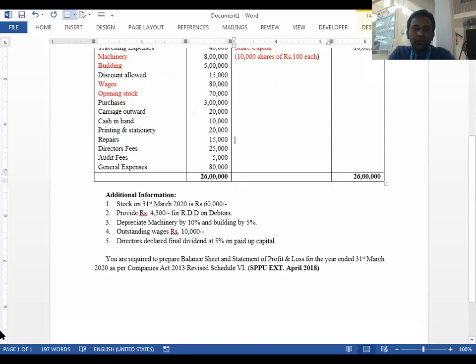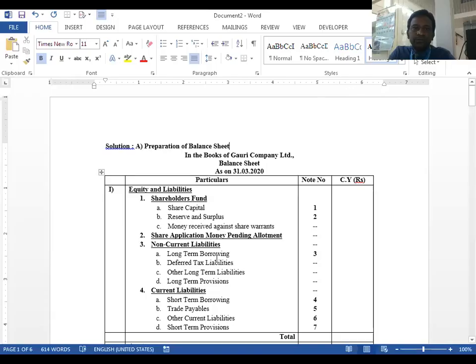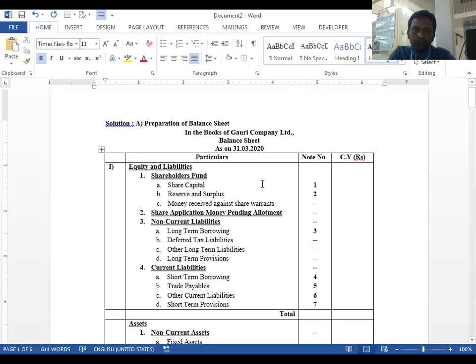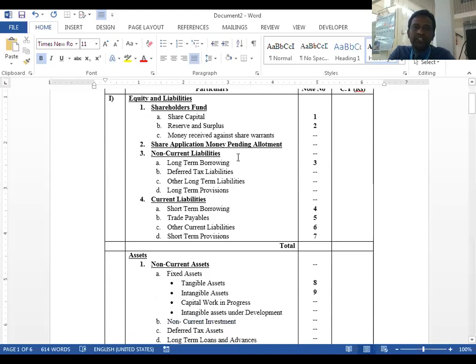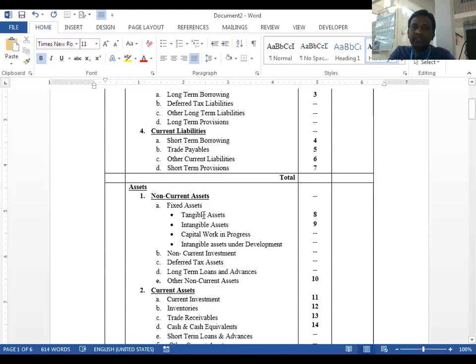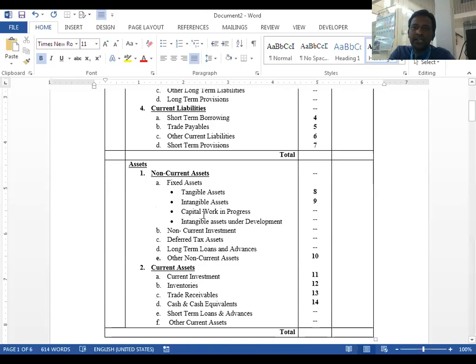So we have this format to solve the problem. Preparation of balance sheet in the books of Gauri Company Limited, balance sheet as on 31st March 2020. The first part is related with equity and liabilities, classified into four heads: shareholders' funds, share application money pending allotment, non-current liabilities and current liabilities. And assets are divided into two parts: non-current assets and current assets.